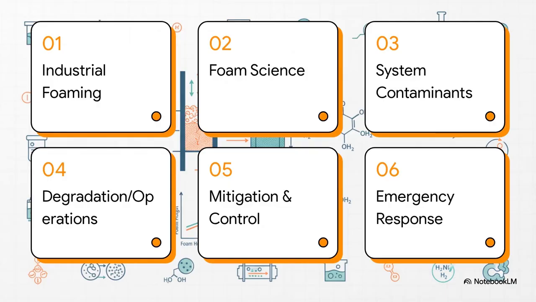All right, here's our roadmap. We'll kick things off by framing the problem and its real-world impact. Then, we'll get into the fundamental physics of what makes a foam a foam. After that, it's all about diagnosis. We'll look at the usual suspects, the contaminants, and then the inside jobs: degradation and operational issues. From there, we'll shift to solutions with the engineer's toolkit for mitigation and wrap up with the emergency playbook for when things really go sideways.